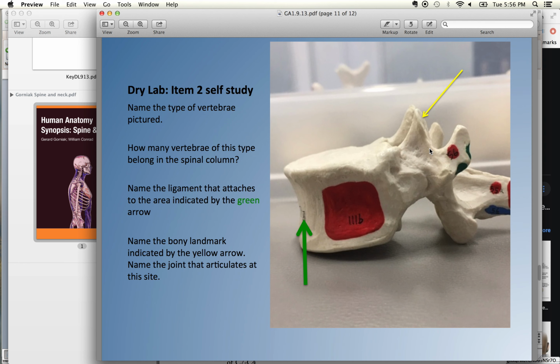Name the joint that articulates at this site. The joint that articulates at that site is going to be a zygapophyseal joint, or a facet joint on the left side between a lumbar vertebrae adjacent or above. We don't know specifically with this picture what number vertebrae that is, okay? But that's what's going to form or articulate at that site.